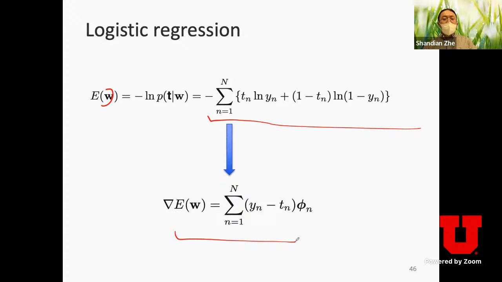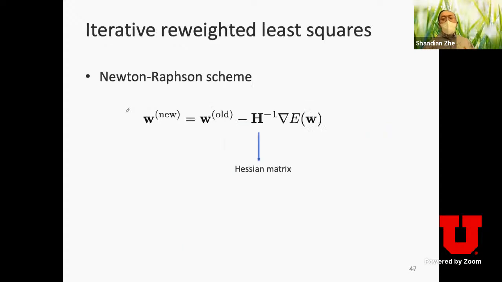Of course, you can just shove this gradient into any gradient-based optimization approach. It will help you estimate W. But here we're going to introduce a more efficient and more commonly used approach for MLE estimation of logistic regression, which is called the iterative reweighted least squares method. This is essentially a second order optimization method, which is called the Newton-Raphson scheme.